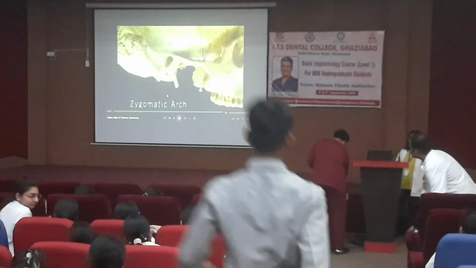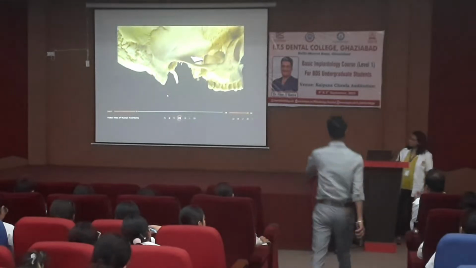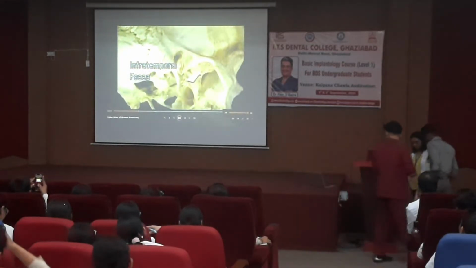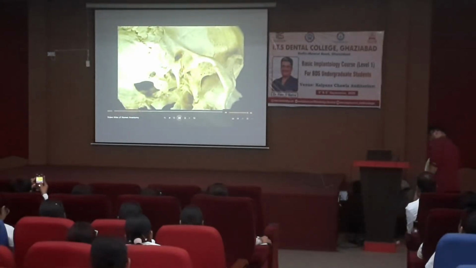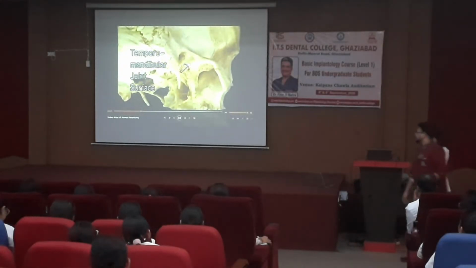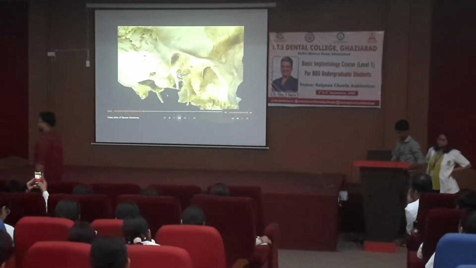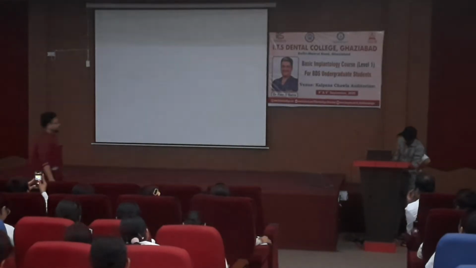Here's the zygomatic arch, enclosing the temporal fossa and the infratemporal fossa. Here's the joint surface of the temporomandibular joint with the external auditory hiatus and the styloid process just behind it.